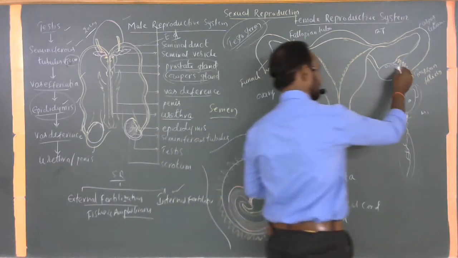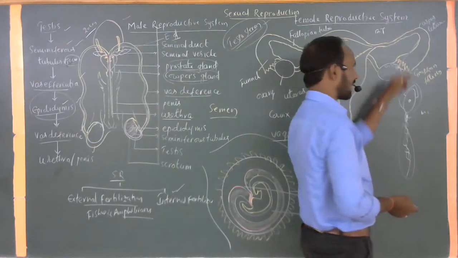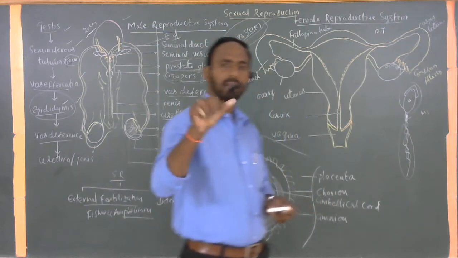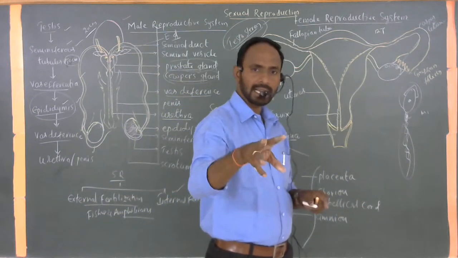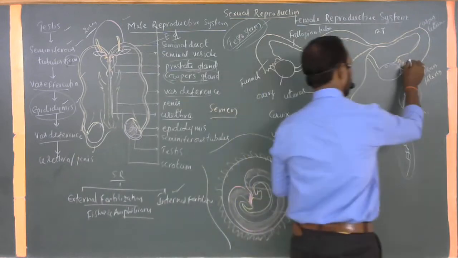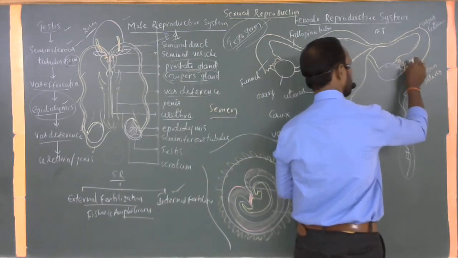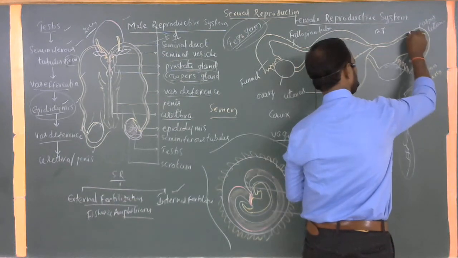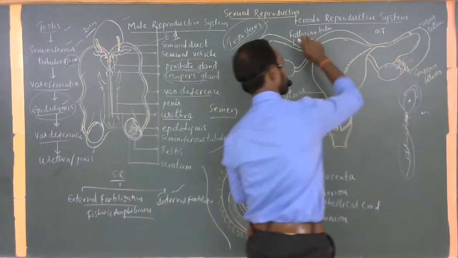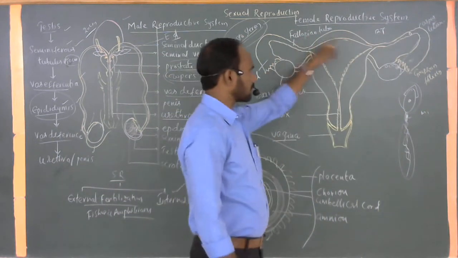When the egg is released, it is collected by finger-like structures commonly called fimbriae. The fimbriae collect the egg. See this? One egg is released into the fimbriae. This egg gradually travels and waits within the part commonly called the fallopian tube. The fallopian tube is also called the oviduct.